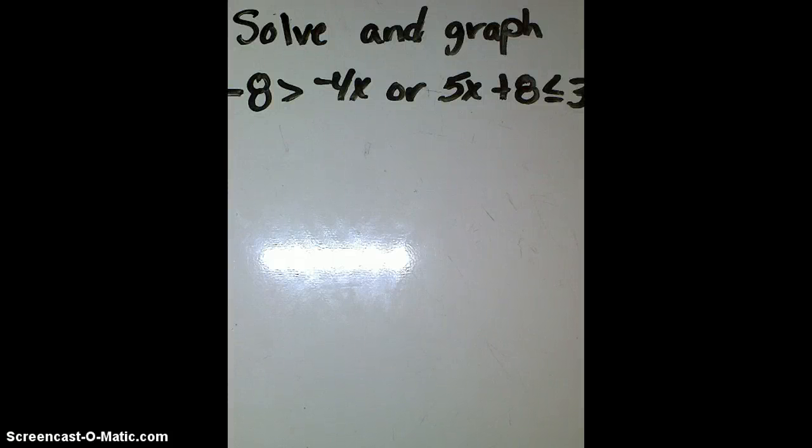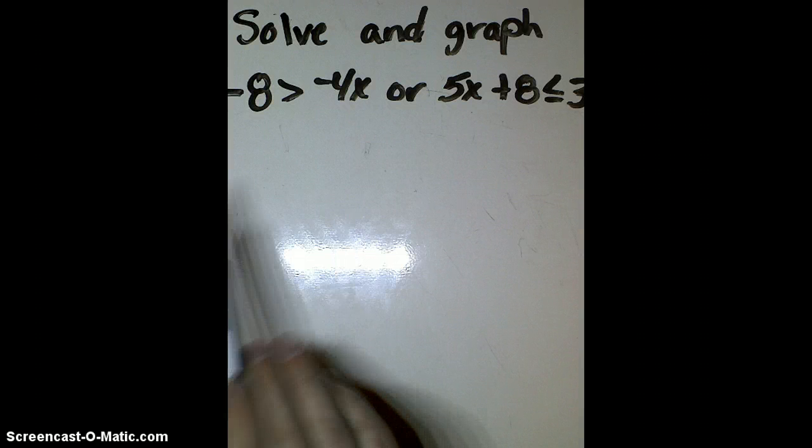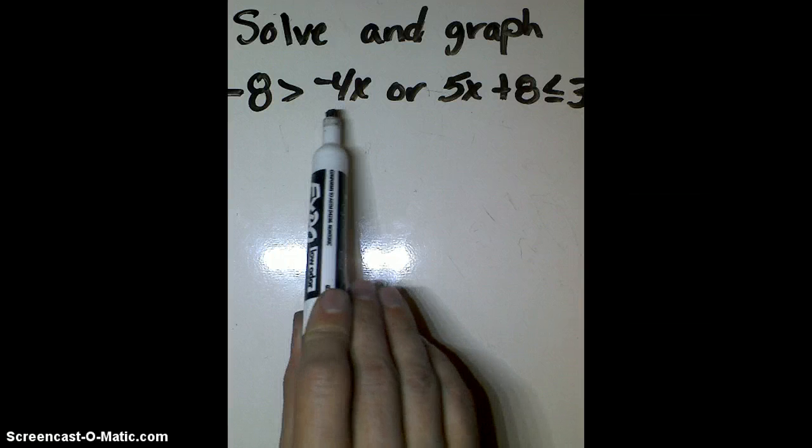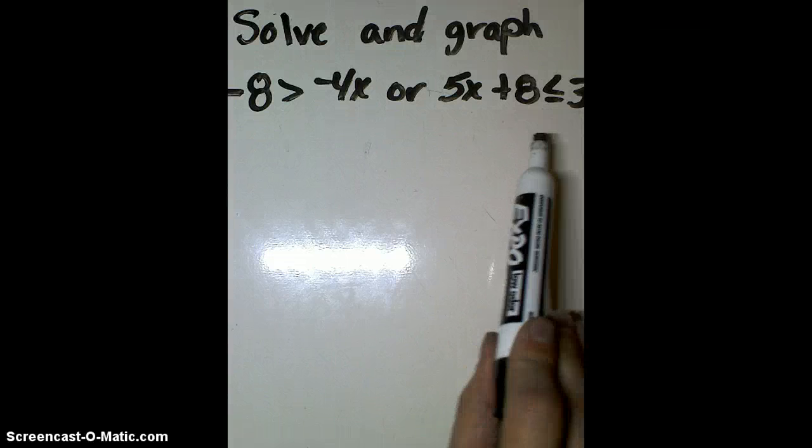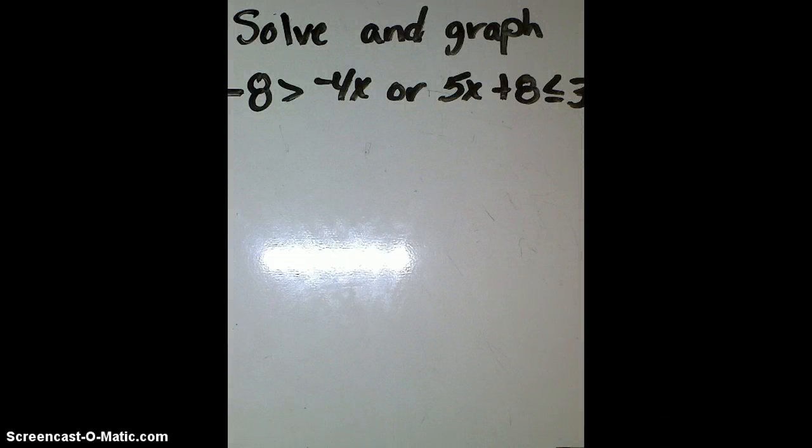All right, we're solving and graphing. Again, solving means get the variable by itself, kind of in its area there on the side of the inequality, or sometimes the equation. Here we have the inequality negative 8 is greater than negative 4x, or 5x plus 8 is less than or equal to 3. This is an example of a disjunction, with this or statement.